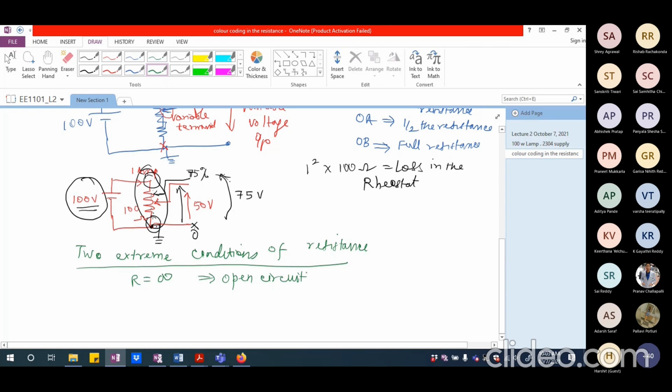So the current under that condition is going to be 0, whatever be the voltage applied, because you are having an open circuit. The other condition which is deadly in any electrical circuit is R equal to 0, which is known as short circuit. In a short circuit, literally the current can go to infinity. Even for a very, very small voltage, the current can go to infinity. So these two conditions, especially this second condition, are a very, very deadly situation.